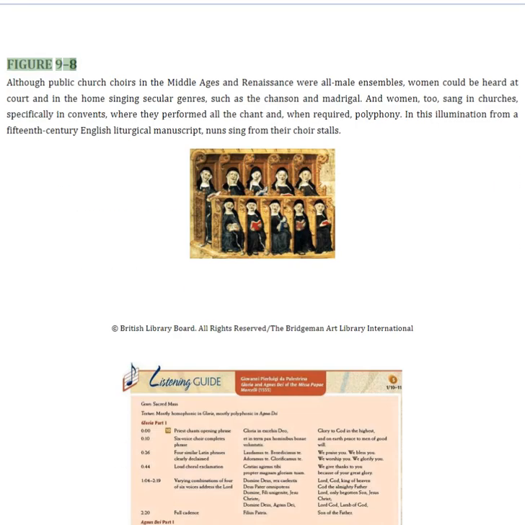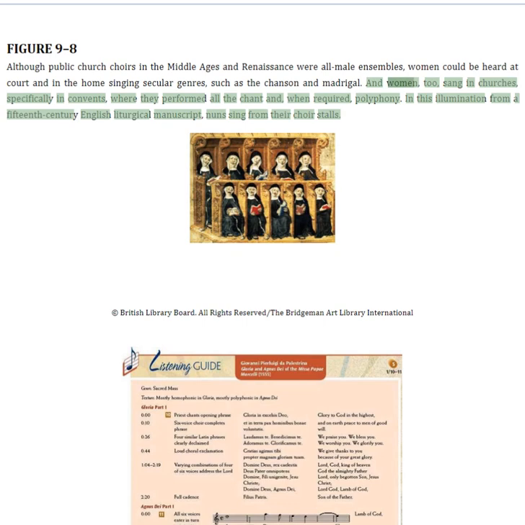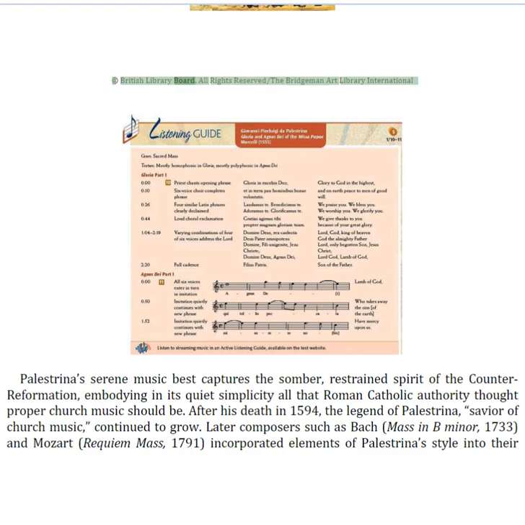Figure 9.8. Although public church choirs in the Middle Ages and Renaissance were all male ensembles, women could be heard at court and in the home singing secular genres, such as the chanson and madrigal. And women, too, sang in churches, specifically in convents, where they performed all the chant and, when required, polyphony. In this illumination from a 15th-century English liturgical manuscript, nuns sing from their choir stalls. Copyright British Library Board. All rights reserved. The Bridgman Art Library International.